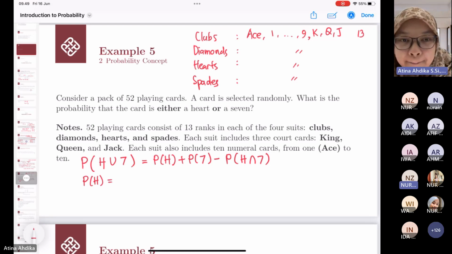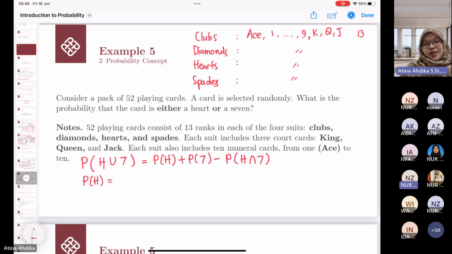Anyone? What is the probability of heart? Hello, anyone? Yes, madam, 13. Can you repeat it?